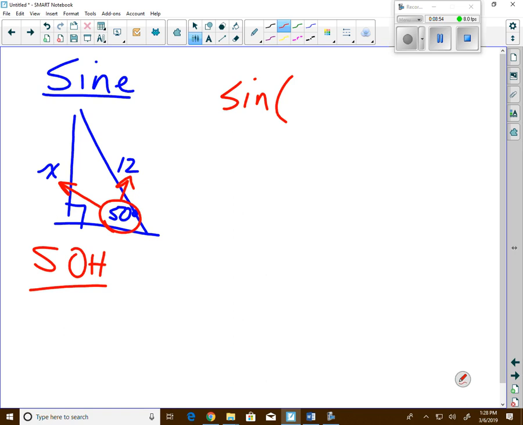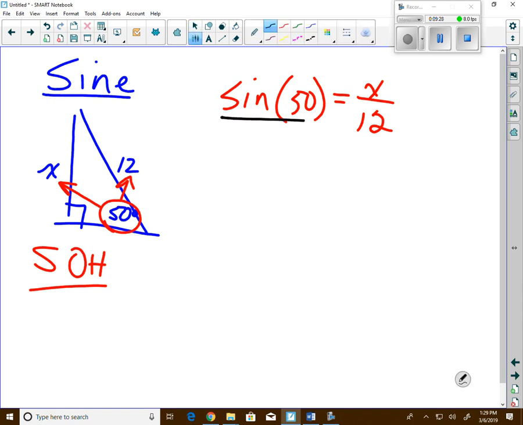The sine of 50 degrees, always the angle after sine, cosine, or tangent. According to our definition, sine is the opposite over the hypotenuse. What's our opposite side? X over the hypotenuse, which is 12. So there's our equation. From there, there's nothing really different than what we did with tangent, except you're going to push a different button on your calculator.